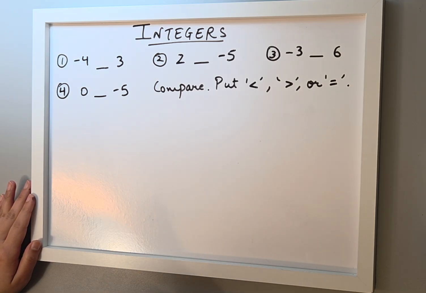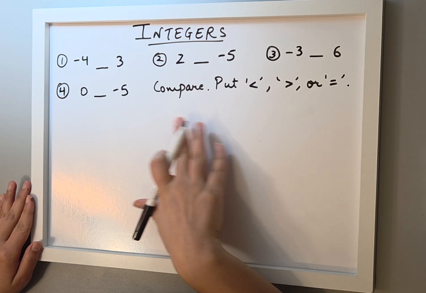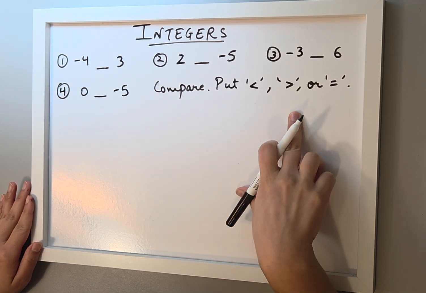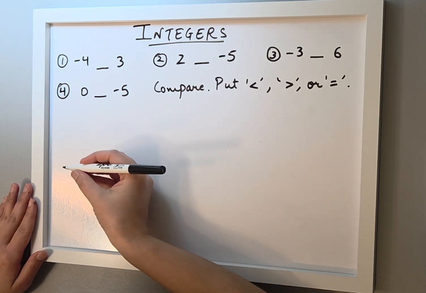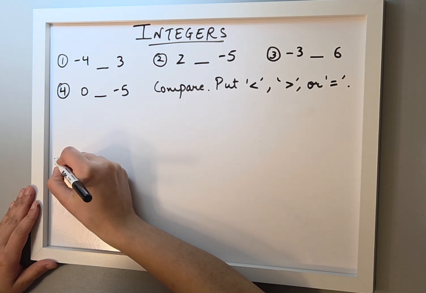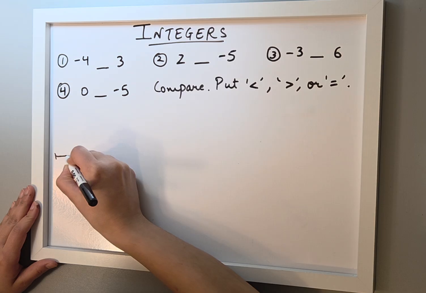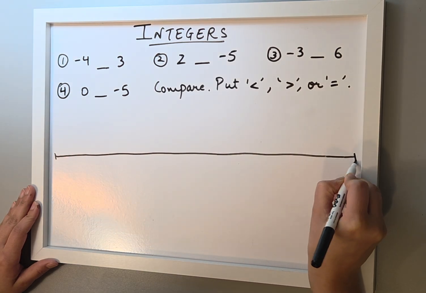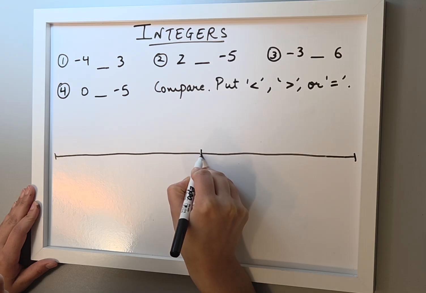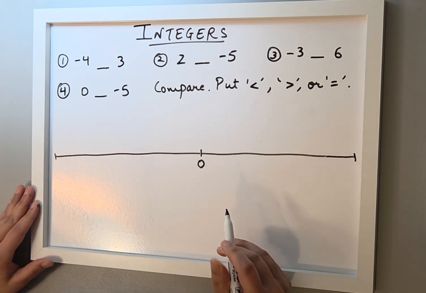So today we'll be doing some comparisons among the integers. We have 4 questions here. We have to compare, telling which one is greater, which one is less, or in case they are equal. Let's start with drawing a number line and trying to represent the numbers asked on the number line. I'll start with 0 in the middle.